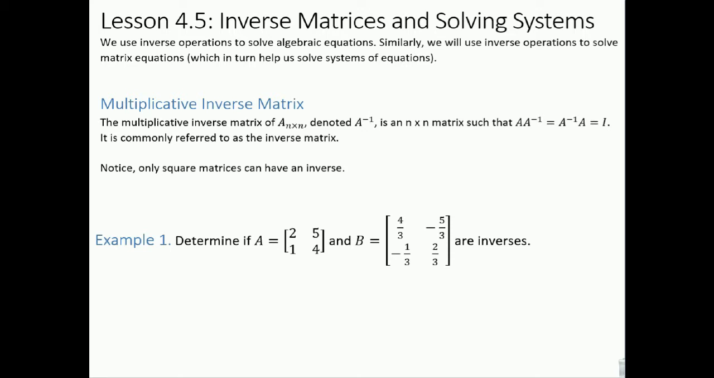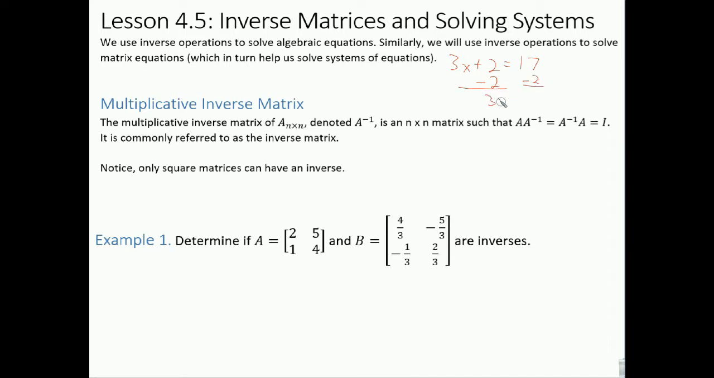In lesson 4.5, we'll be looking at inverse matrices and then some uses of inverse matrices. We use inverse operations to solve algebraic equations. So if we had something like 3x plus 2 equals 17, the way that we would solve this: 2 is added to our term with the variable, so in order to undo that addition, we use the inverse operation of subtraction.